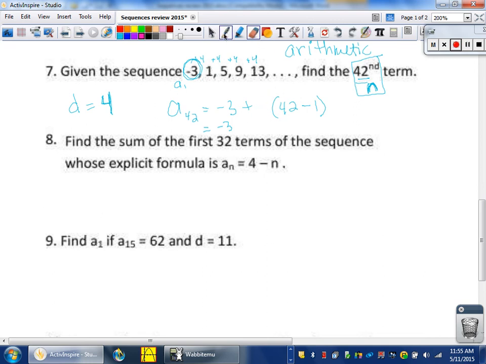Erase, pencil, 4. The first thing you do is parentheses, always parentheses. 42 minus 1 is 41. The next thing we do is multiplication. 4 times 41 is 164. And the last thing we do is addition, 161. So the 42nd term of this arithmetically increasing series is 161. Okay, parentheses first, multiplication second, addition last.